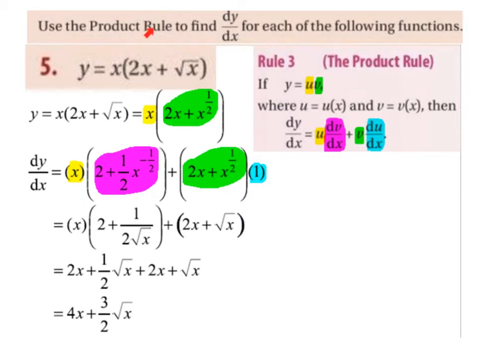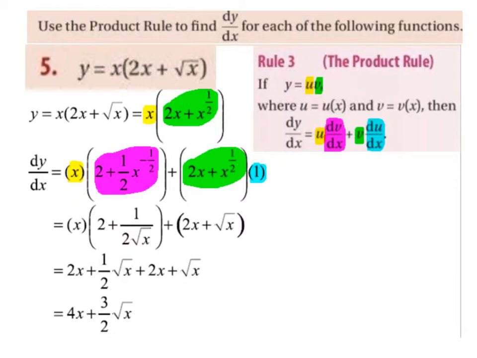Use the product rule to find dy/dx, the derivative, for each of the following functions. y equals x times (2x plus root x). Since x is being multiplied by 2x plus root x, we're going to use the product rule. And we're going to rewrite root x as x to the power of a half. So we have x for u and 2x plus x to the power of a half for v.